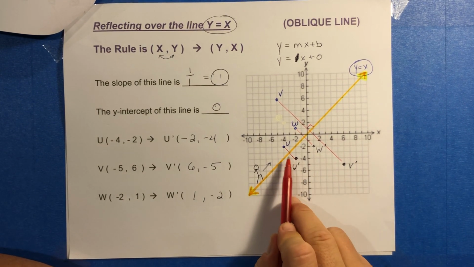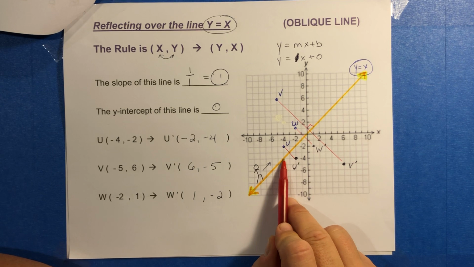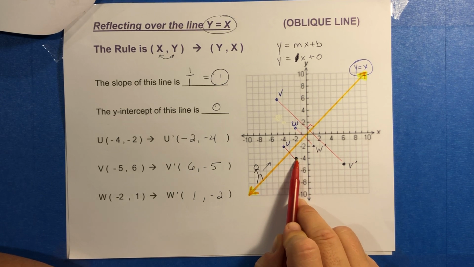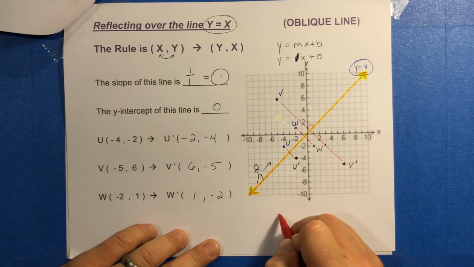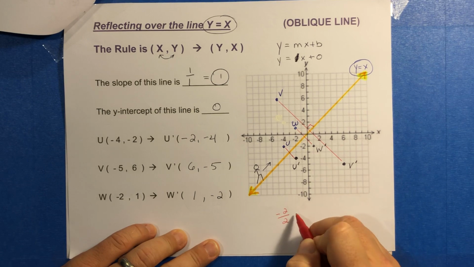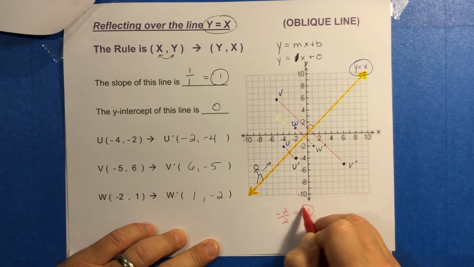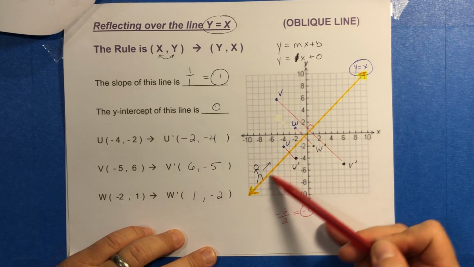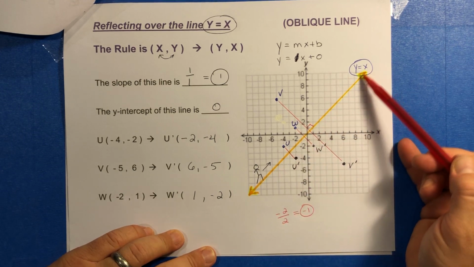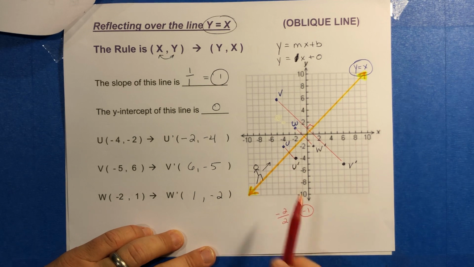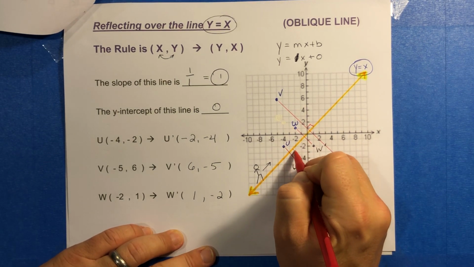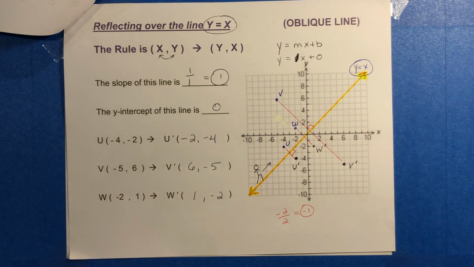Now just to check this, here's what I'm going to do. I'm going to start from U and go to U prime. So that's down 2, right 2. If you think of that slope, down 2, right 2, that slope is negative 1. Now, think about it. The line that we just drew had a slope of 1. This line has a slope of negative 1. These two meet at 90 degrees because their slopes are opposite reciprocals.